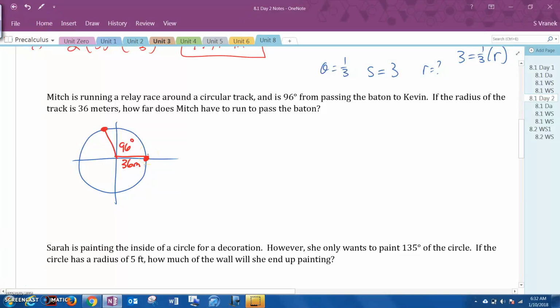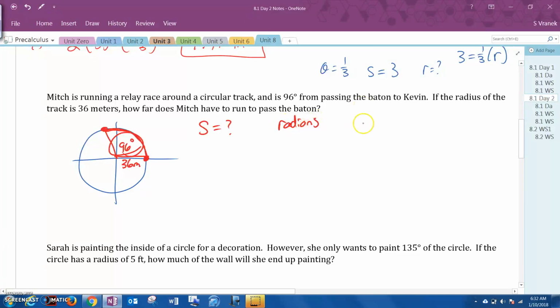So you have to decide, am I doing area or arc length? Well, if it's how far you're running along the outside of the circle, so that has to be perimeter or arc length. So I want S. I also need to convert this angle. I need radians.